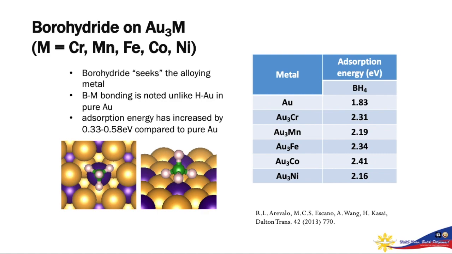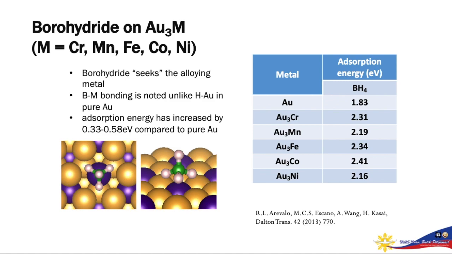Now let us look at the adsorption energies of borohydride on these alloy surfaces. We found that borohydride seeks the alloying metal M, unlike the case of pure gold, wherein the interaction is essentially through the bonding between hydrogen atoms of borohydride and gold atoms on the surface. Interestingly, the adsorption energy is increased by 0.33 to 0.58 electron volts compared to the case of pure gold. The magnitude of adsorption energies are tabulated in this table.